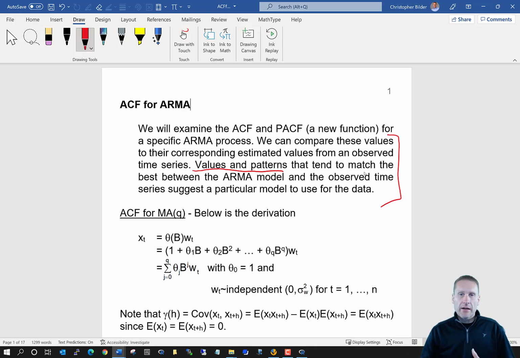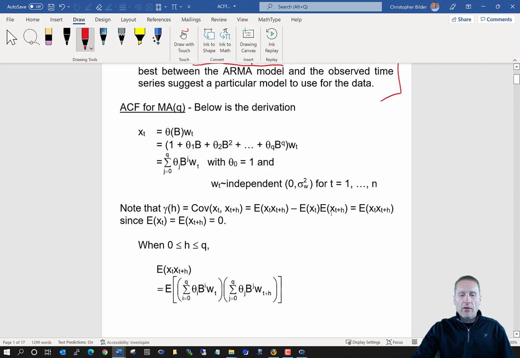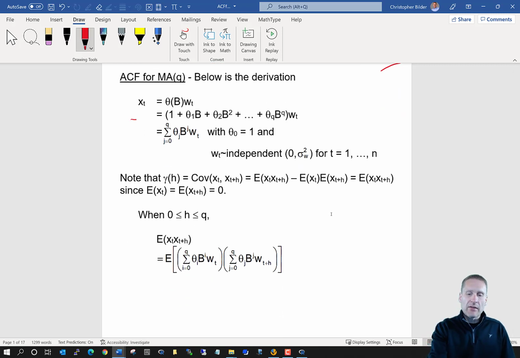So to begin here, we're going to take a look at the ACF for a moving average order q model. We've seen previously what it would be for q equal 1, but what about in the more general sense? So here's what our model looks like once again. X of t is equal to, we have the MA operator, which written out is 1 plus theta 1 B plus theta 2 B squared, all the way down to the qth term in the sum.